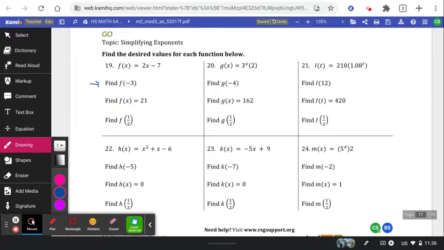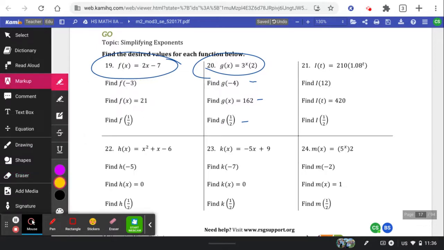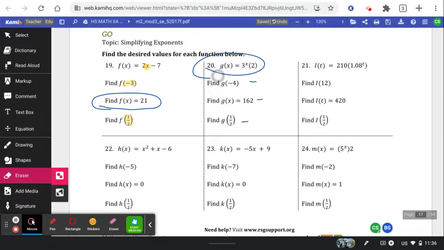Because they're asking us for 3 different inputs, we're actually going to have 3 problems within each problem. So number 19 has 3 parts, number 20 has 3 parts, etc. Two of the parts have inputs, meaning they're asking me to input -3 in for x, and to input half in for x. But one of the problems is an output problem. This middle one gives us the output and asks us to solve backwards for the input.